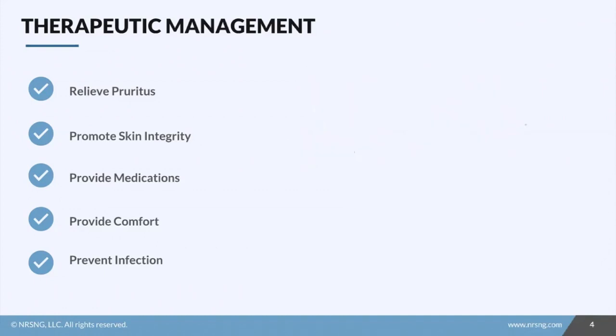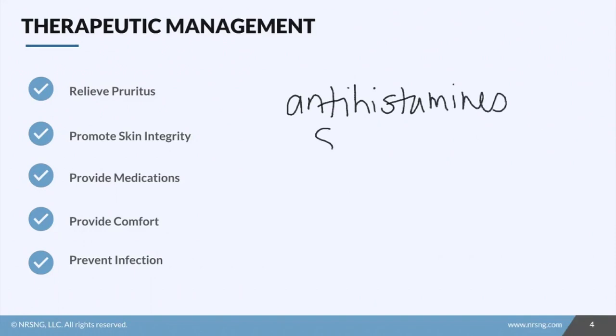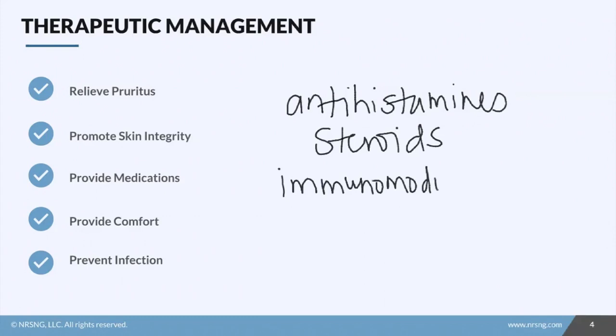The next thing we're going to be doing is providing medications that, again, promote skin integrity and relieve pruritus. And the common medications that you'll see are antihistamines, steroids, and immunomodulators. And antihistamines are very important because they can just basically give the child some relief. So it helps with the itching, and then it also helps them get some rest that they might be really missing out on. Steroids are important because they reduce inflammation, and they also help decrease the itching.